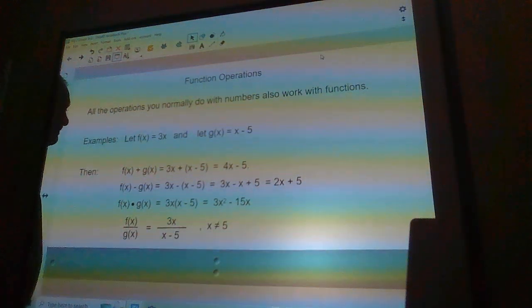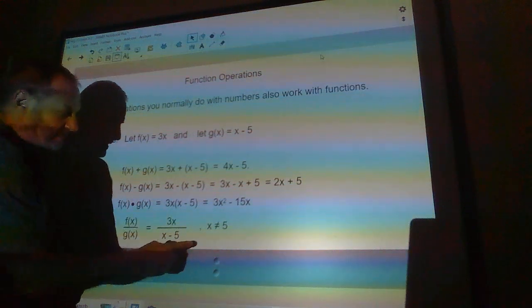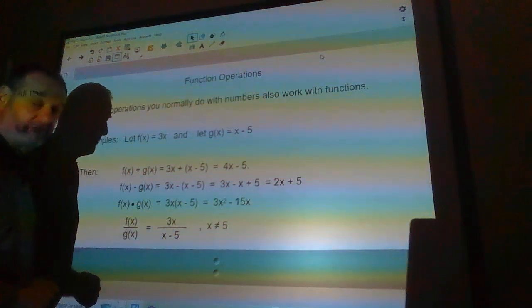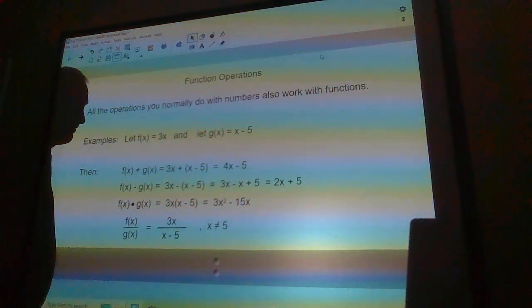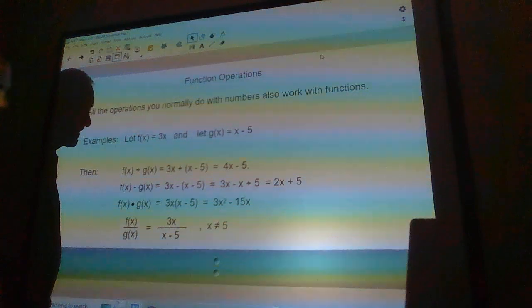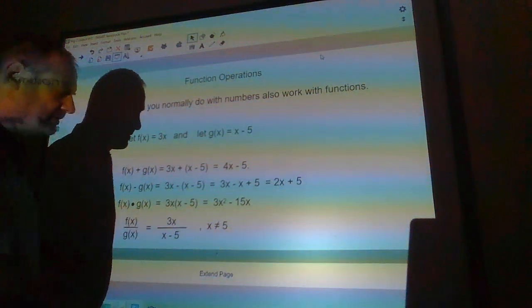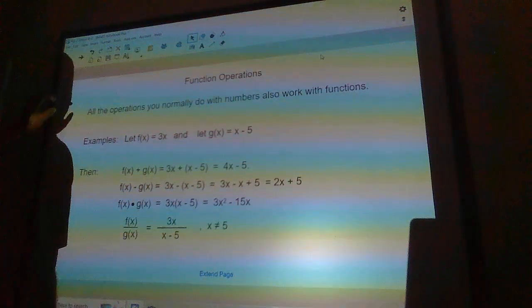And I can divide. So 3x divided by x minus 5. Now, I need to add this onto the end: x is not equal to 5. You cannot put a 5 in there because that is not in the domain of the function. I should always list the domain outside on a division problem like this. So be real careful about that.